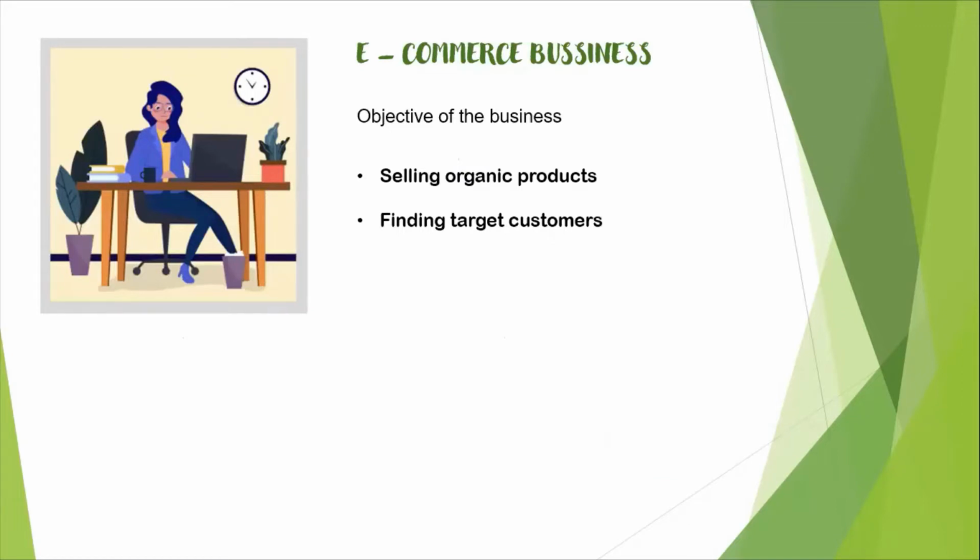Let me take an example. Suppose this is me, and during these COVID times, I have to start an e-commerce business which sells many organic products, including vegetables, fruits, provisions, etc. So I have two objectives for my business. First one is I have to sell the products I have. So if I sell, I'll get income. So I have decided to generate income for me. For that, I have started my e-commerce business. The first objective of mine is selling organic products.